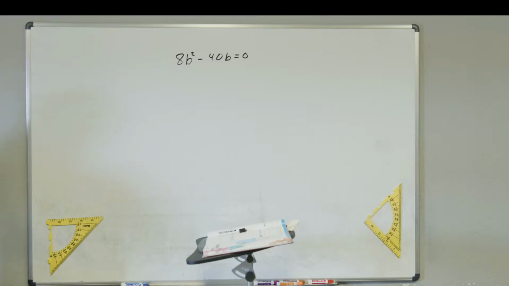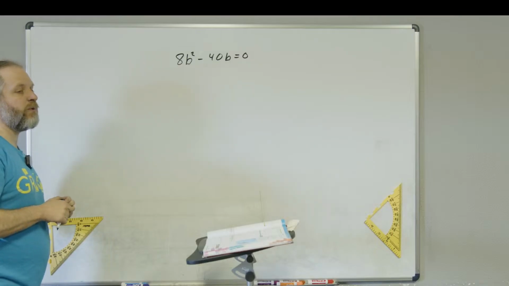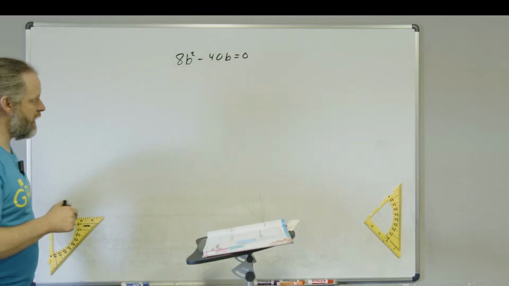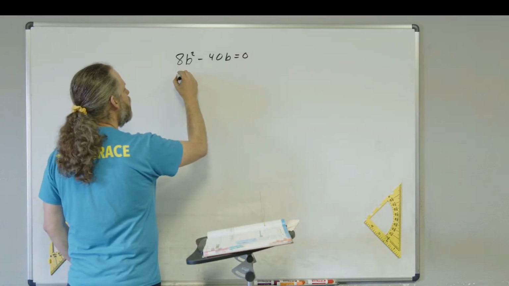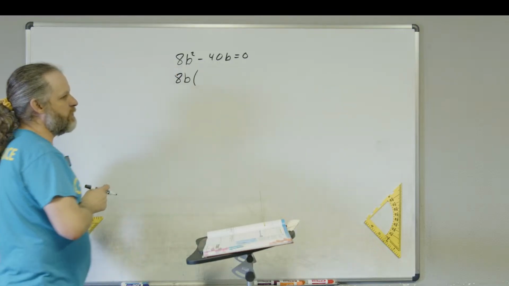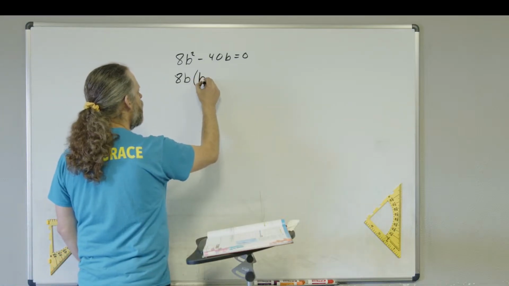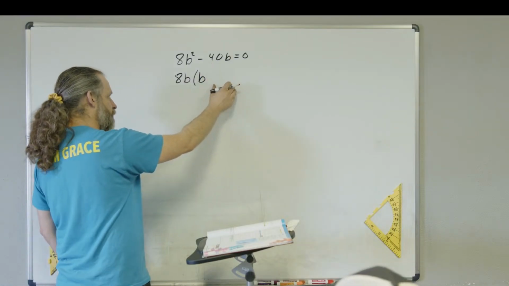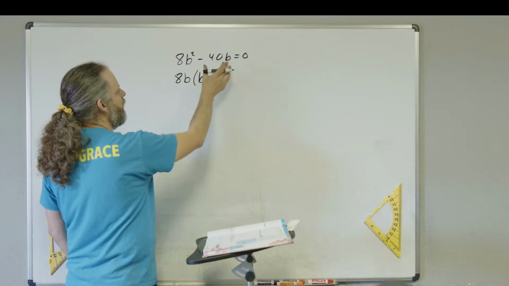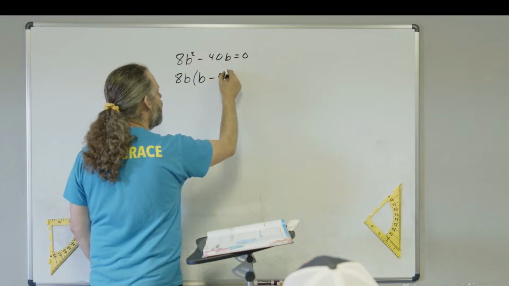So that is in fact what we're going to do. Let's factor this. We are going to pull out a b. Start with the numbers though. 8b. Pull out an 8b. We pull an 8b out of the first one. What's left? b. We pull an 8b out of the second one. What is left? Negative 5.